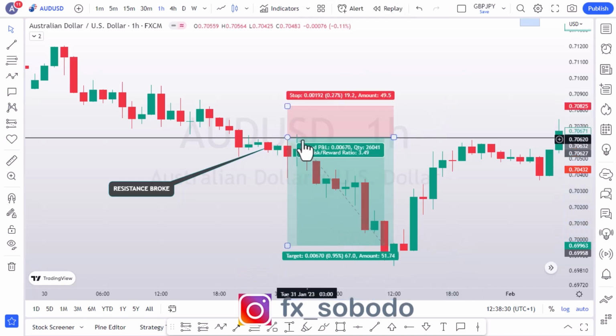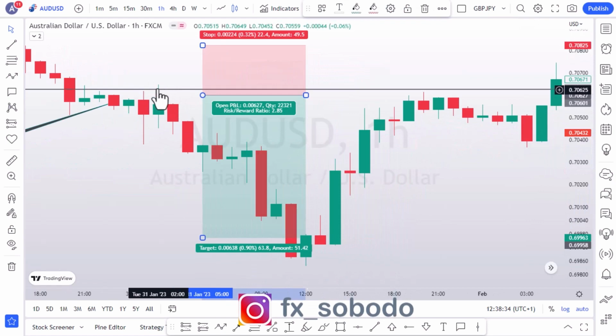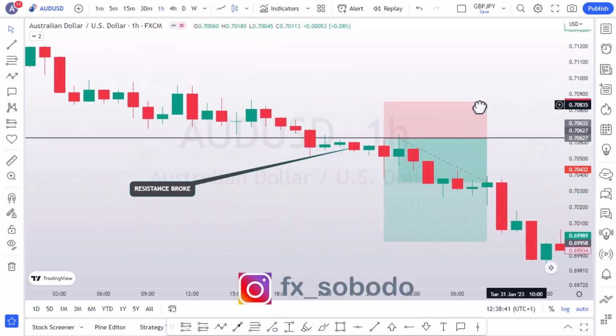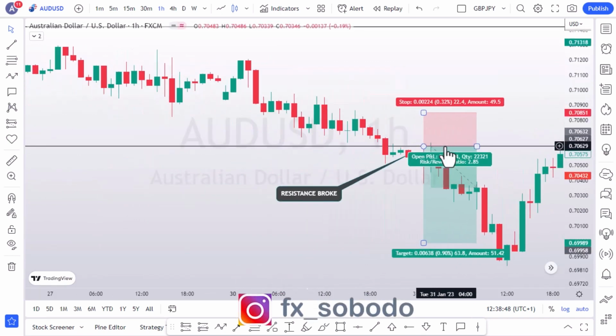You see, this is the retest. Let me take this back. You see this here, this is the retest. That's where I want to enter. It all depends on how patient you are to wait for those retests. Remember, no retest, no entry, no trade.